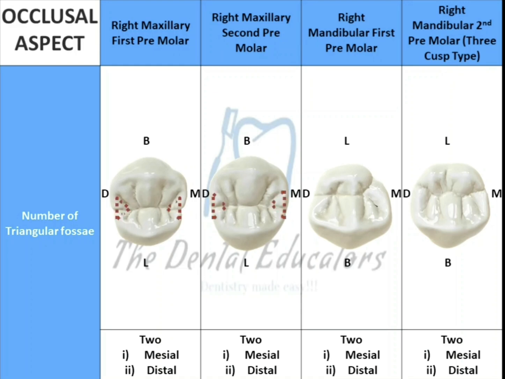On viewing the triangular fossae for the mandibular premolars, it is observed that the mandibular first premolar also has one mesial triangular fossa and one distal triangular fossa. Likewise, mesial and distal triangular fossae are observed for the mandibular second premolars as well. So we can observe two triangular fossae for each individual premolar of the maxillary and mandibular arches, as marked in the images below.